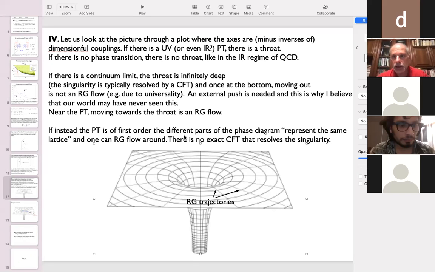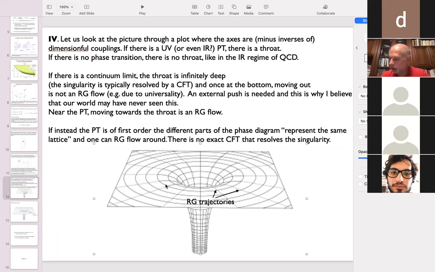Instead, when the phase transition is first order, the throat has finite depth, which means that you can ride an RG flow, go down the throat, and exit in a controlled way into some other phase, for example. You can exit on the other side and then ride the RG flow in the other phase. In what way? In the way that I showed you, because then the RG flows are correlated.